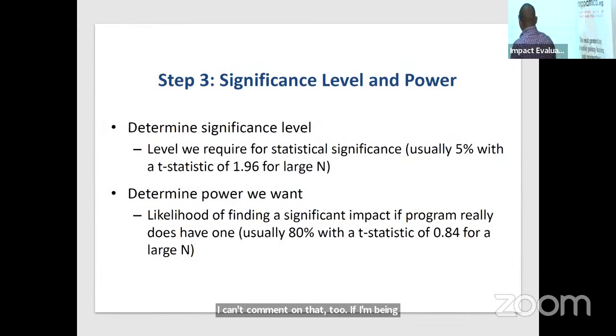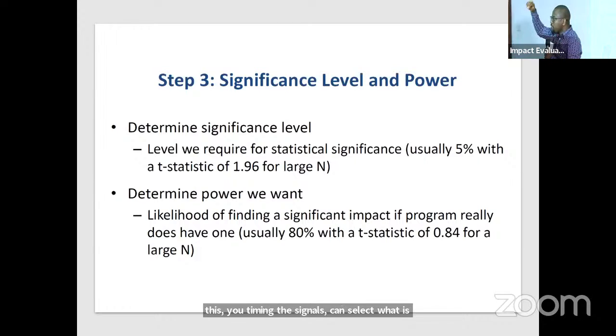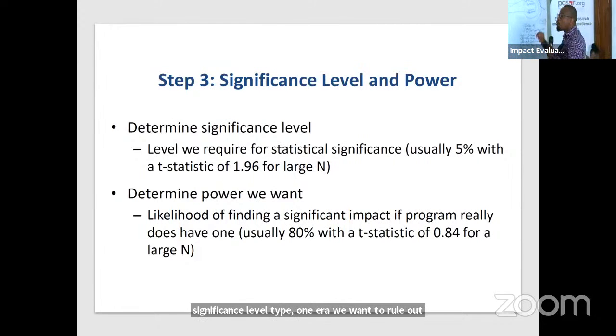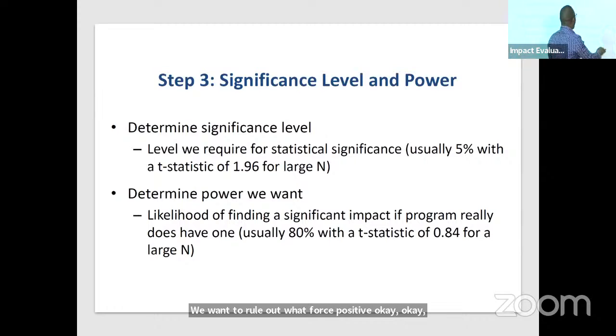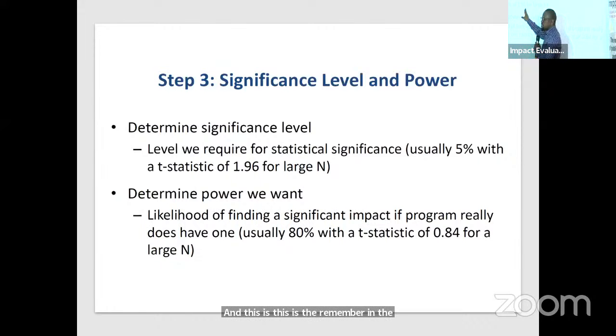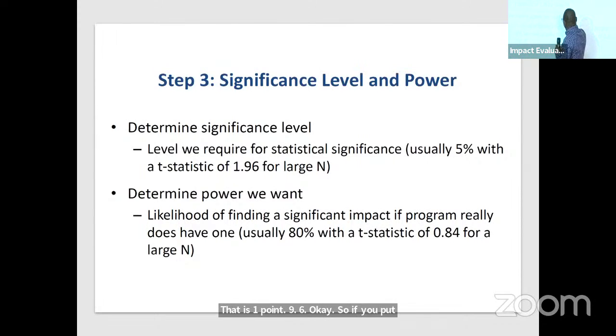Level of significance and power. We have talked about this. Determine the significance level. What is the significance level? Type 1 error. We want to rule out type 1 error. We want to rule out what? False positive. It is usually 5%. I talked about it. And in the formula there was a Z. That Z is 1.96. It was Z subscript alpha divided by 2, right? So Z is 1.96.